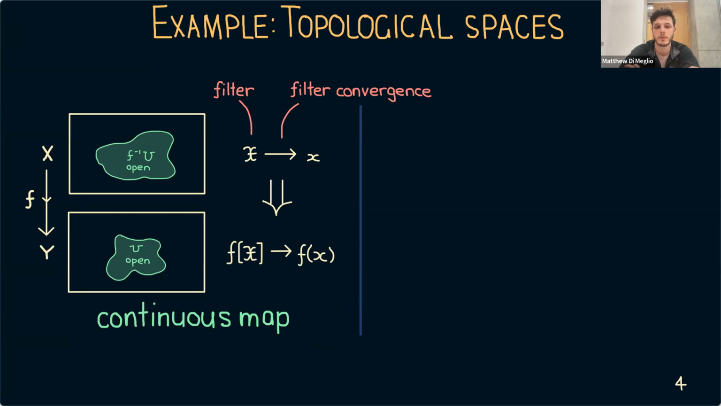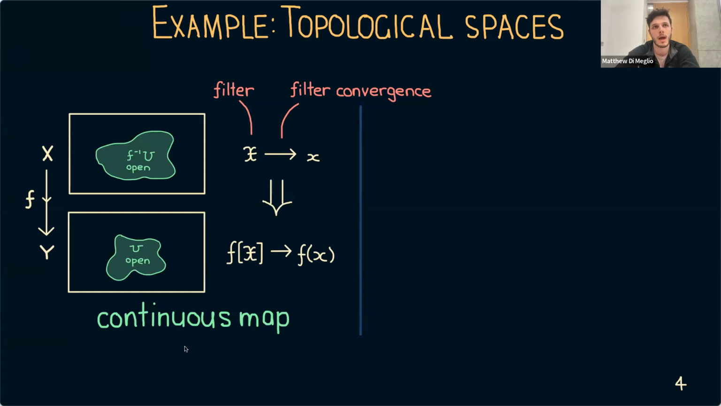So if you don't know what a filter is, then I'll just give you the intuition that you should think of filters as like generalized sequences. They play a similar role to nets, perhaps, if you've heard of nets before. But the idea is many of the nice properties about sequences that hold in metric spaces hold about filters or nets for topological spaces. So in particular, there's a notion of convergence of filters to points.